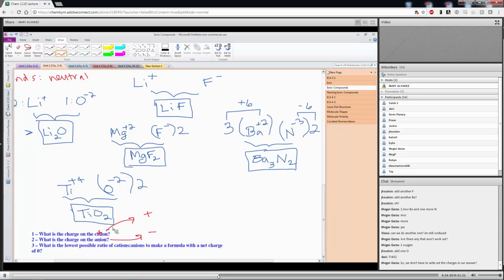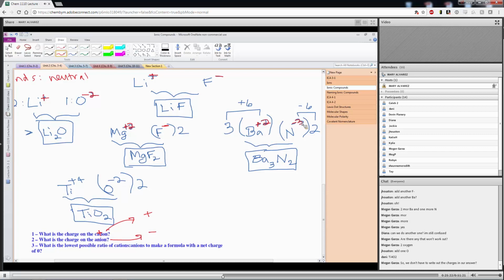That's how you remember. So this is exactly what I did. I said, here's my cation, here's my anion. How many of each did I need to make that? Here's my cation. Here's my anion. How many of each of these did I need to make a neutral formula? Here was my cation. Here was my anion. How many of each of these did I need to make a neutral formula? And so on and so forth.